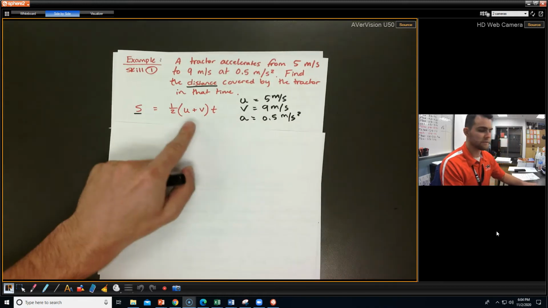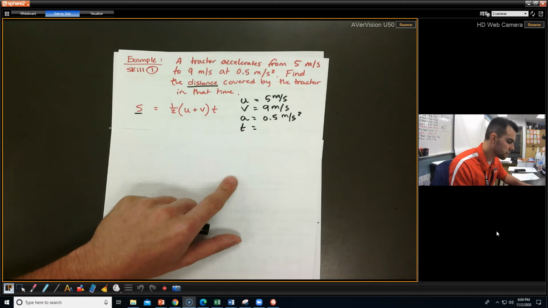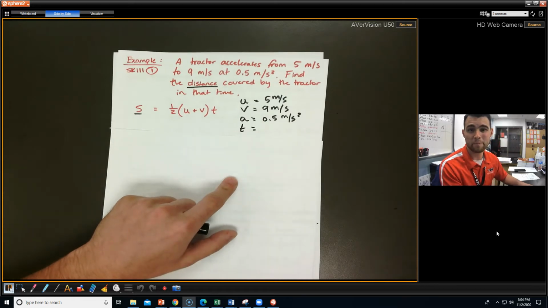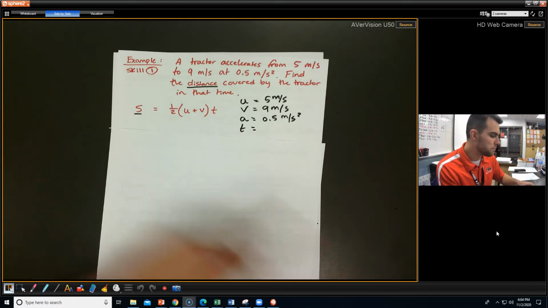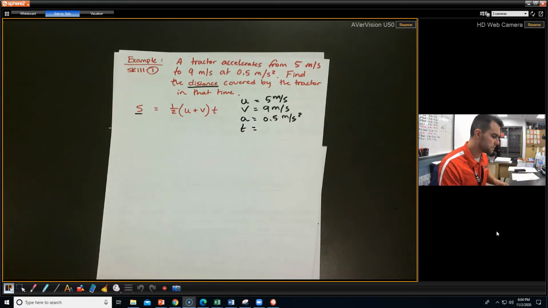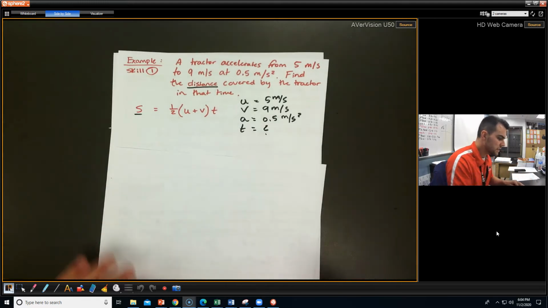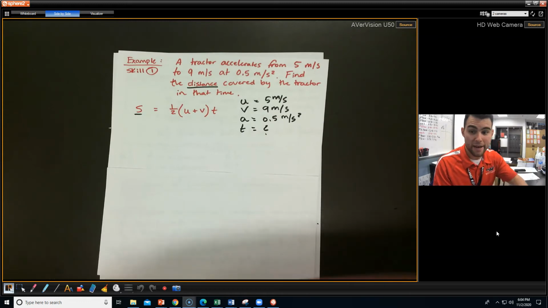Well, this doesn't ask for acceleration, but it needs time, and we don't have the time. Okay? That's a little unfortunate. We can solve for the time, though. Maybe we don't want to use this equation just yet. Maybe we want to pump the brakes. So we don't know what that is yet. Is there a way we can solve for it? Of course there is. This is math, after all.